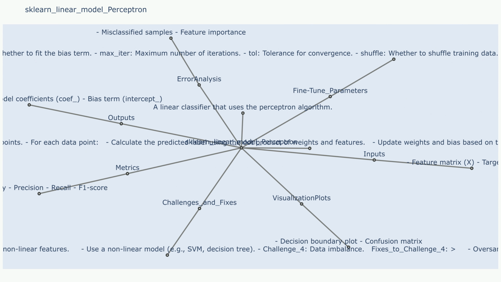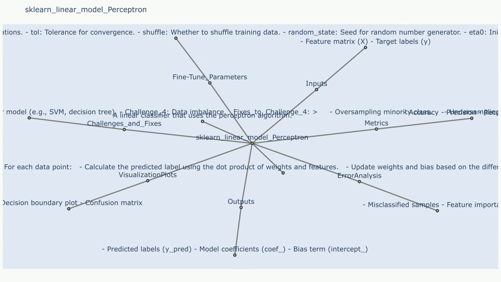The default is none. Uncertainty methods. Confidence score: the confidence score is the probability of the predicted class. It is calculated as the output of the sigmoid function, which is a function that maps a real number to a probability between 0 and 1.